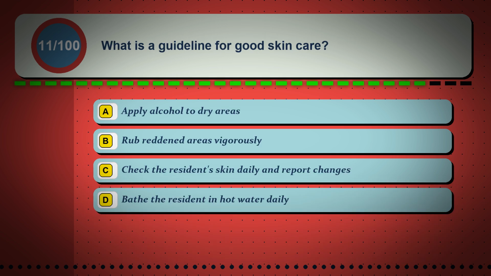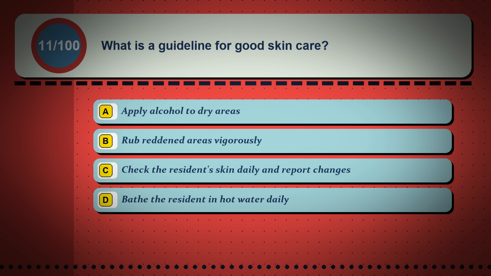Question 11. What is a guideline for good skin care? Option A, apply alcohol to dry areas. Option B, rub reddened areas vigorously. Option C, check the resident's skin daily and report changes. Option D, bathe the resident in hot water daily.